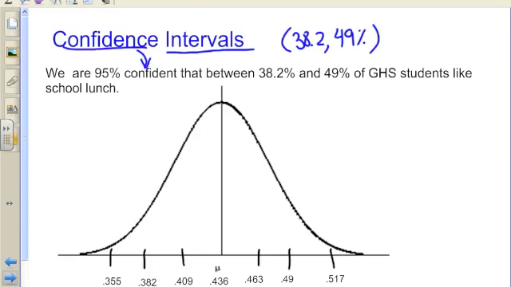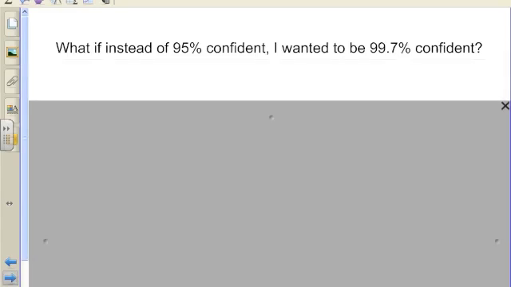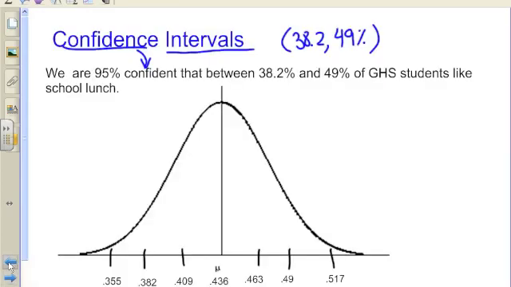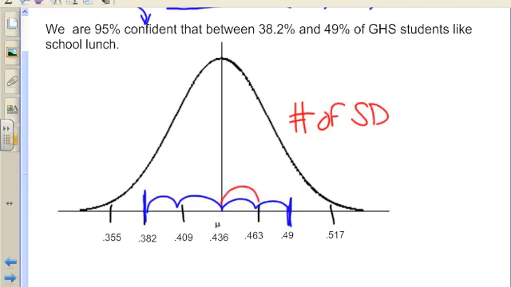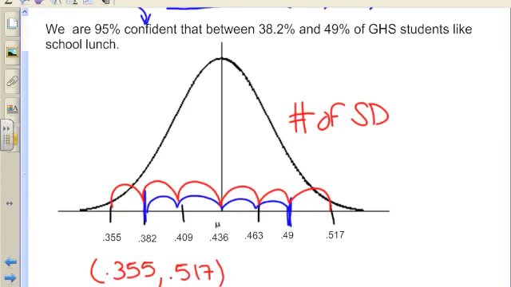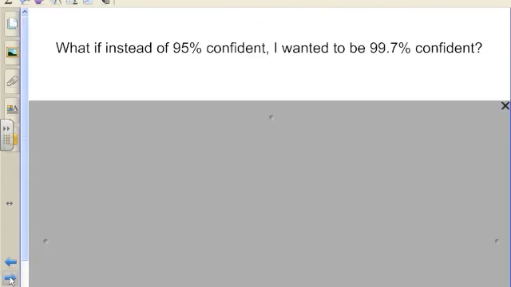So what I'd like to explore today is, what if instead of 95% confident, I wanted to be 99.7% confident? Hopefully in your mind you're thinking, aha, 99.7, I know that number. We think back to that normal model we constructed. In order to get the 95% confidence, I went up and down 2 standard deviations. Right? That's where those values came from. So if I want to be 99.7% confident, I need to change the number of standard deviations I'm using. Instead of 2, I'm going to go up 3 and down 3. So I'd have a new interval. I'd be 99.7% confident that it's between 35.5% and 51.7%. All right, so that's the idea. I'm going to change the number of standard deviations.